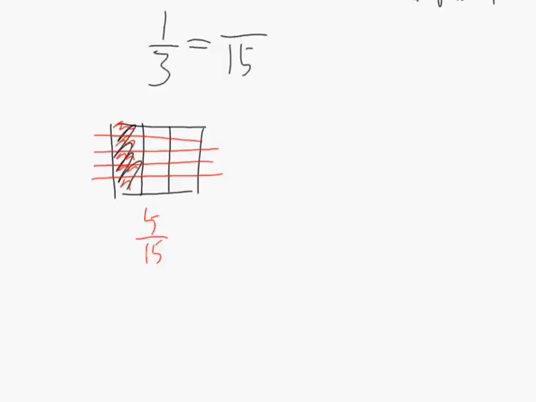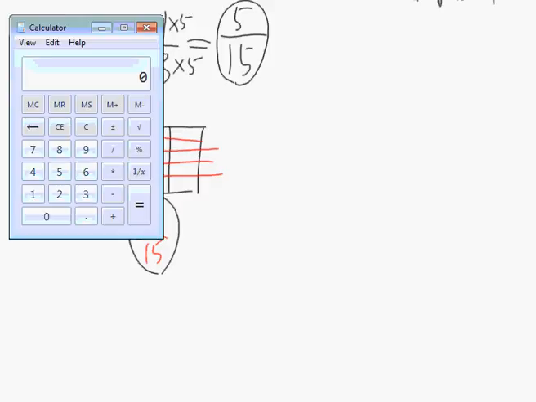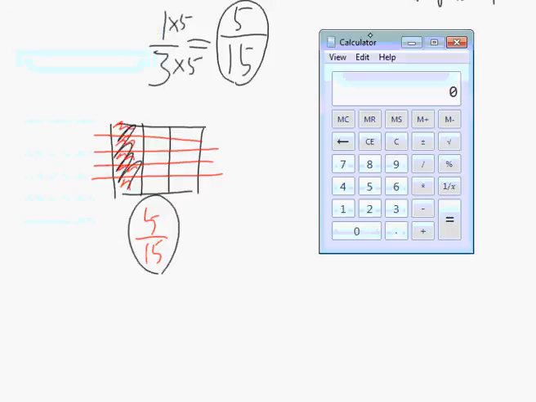But how can I do that using an algorithm? Well, what I can do is figure out what I multiplied 3 by to get 15. In this case, I have 5. And over here, I would multiply the same thing up top, 5. And I create that equivalent fraction to 1/3, that is 5/15. And if I wanted to prove to you that it was the same amount, I could actually change both 1/3 and 5/15 to a decimal.